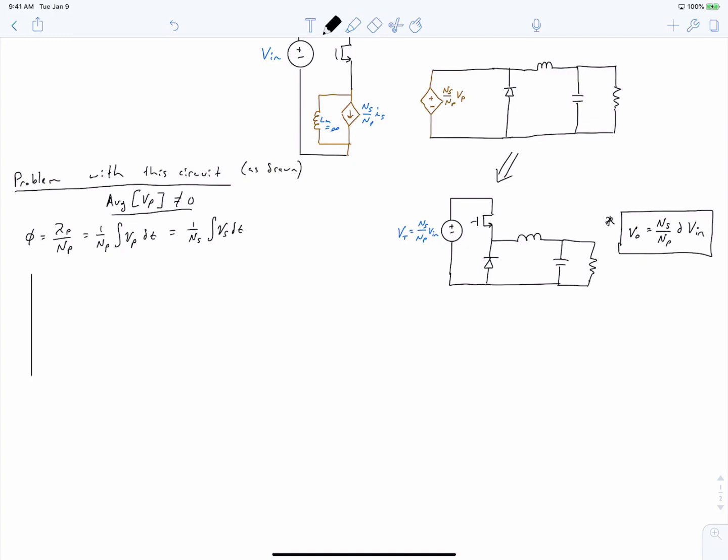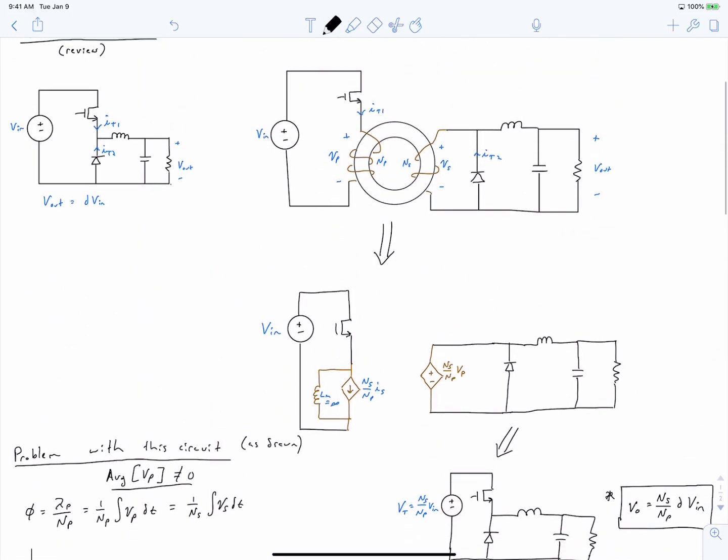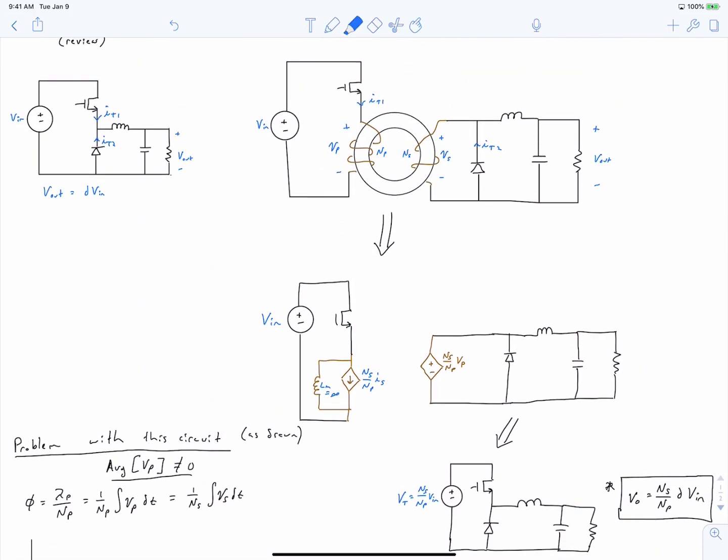So when we consider this circuit and the voltage that's applied across the transformer, on the primary side we're applying our input voltage across the transformer terminals every time the MOSFET is on, and then 0 volts every time the MOSFET is off. So when the MOSFET is turned on, on the secondary side we see Ns by Np times our primary voltage. Let's sketch that waveform.